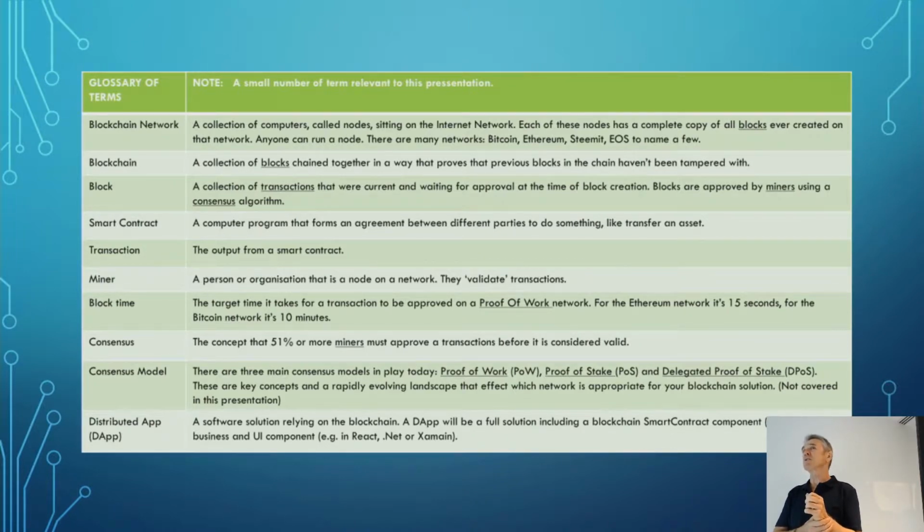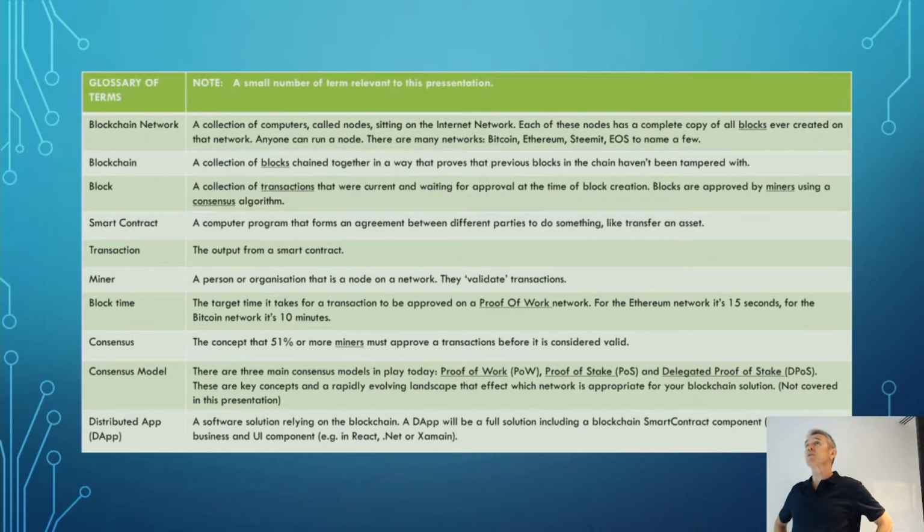Consensus. So consensus is, as per the English word, you need 51% of miners to approve a block for it to be treated as valid. A consensus model is, as I mentioned before, proof of work, proof of stake, and delegated proof of stake. They're the main ones. In fact, I suspect they're the only ones, but certainly the main ones. I'm not going to go into detail of those.